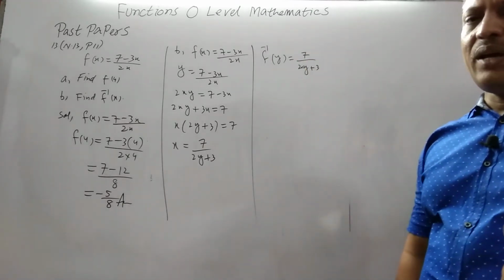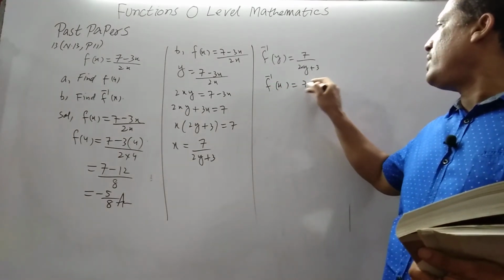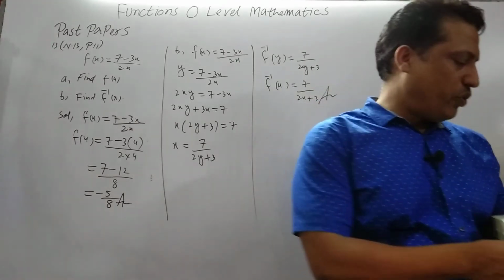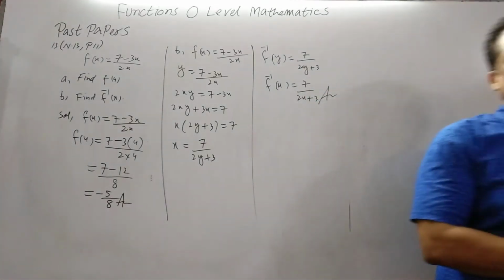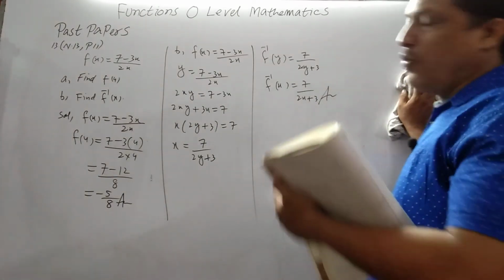What is the last step? Replace y by x. 7 upon 2x plus 3. This is the answer. Move to the next question. Students, this is a very easy topic. You can get full marks in this topic in your exam if you practice like this.